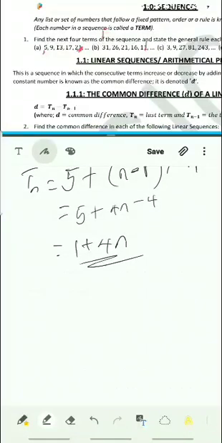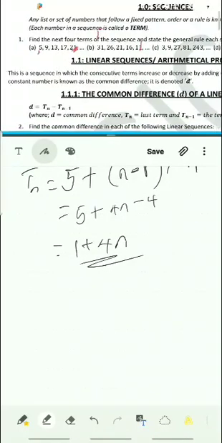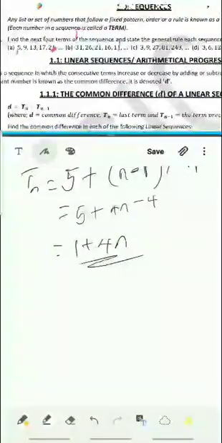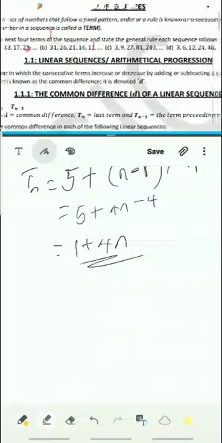Look at, for example, the sequences we looked at in number 1. When we had 5, 9, 13, 17, 21, it was increasing. And how was it increasing? By the addition of a constant number. That constant number is known as the common difference. Constant number 4, 4 is the common difference. When you look at B, 31, 26, 21, this is also a linear sequence, because it is decreasing by the subtraction of a number.